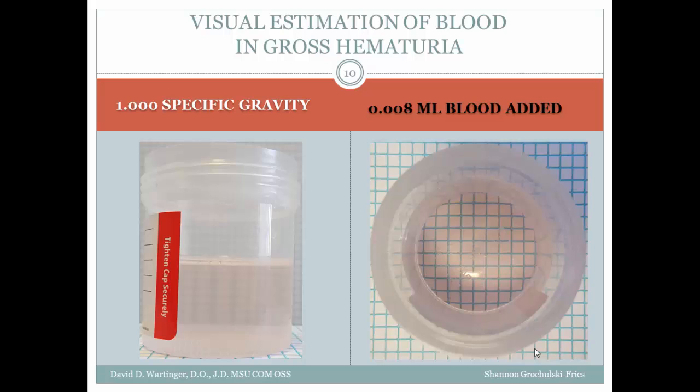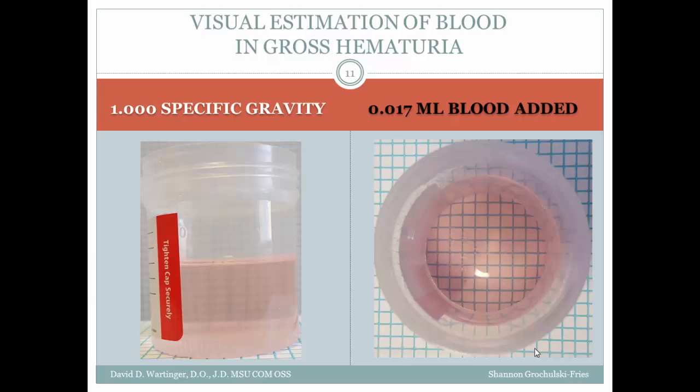Specific gravity 1.000 with 0.008 milliliters blood added. Even with the addition of a tiny amount of blood, the previously clear urine has developed a faint pink hue. Patients describe this specimen as, quote, barely pink, unquote.